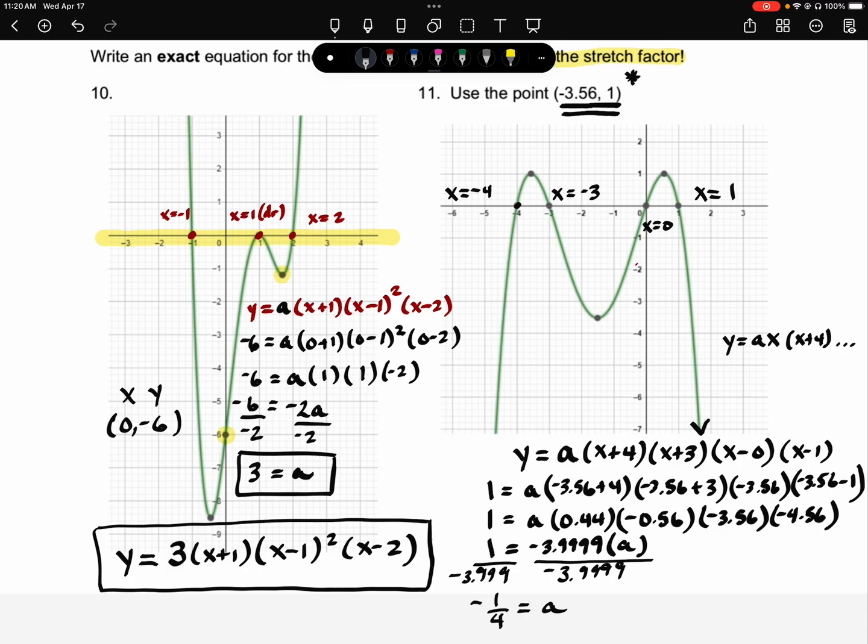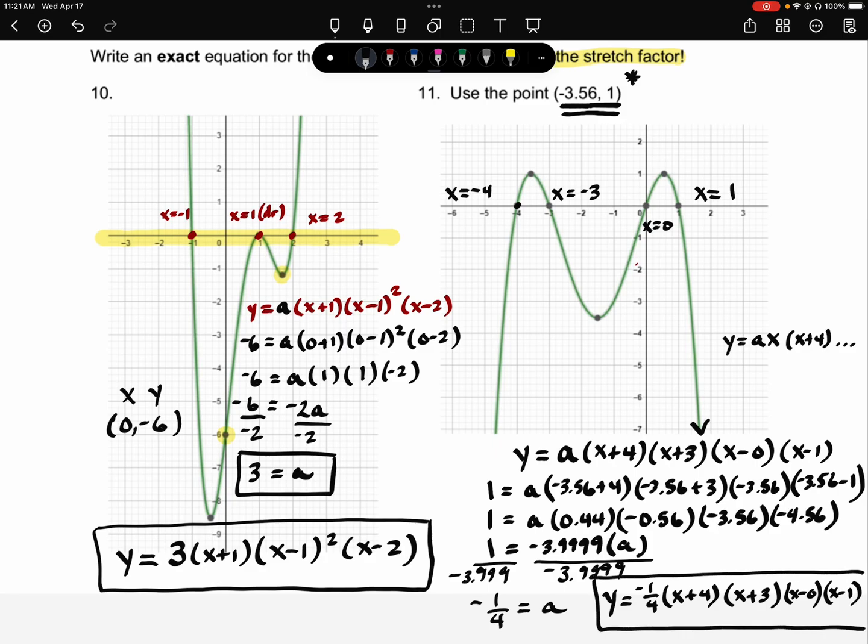And then the last part would be to write out our equation. So we have y is equal to negative 1/4 times, I'm just going to leave the one with the x minus 0 in there, but you can put the x in there if you want to. Normally I would, I just missed it on this one. And that should be our answer. And notice our a is negative, which means it should be going down to the right, and that matches what we have on our graph.